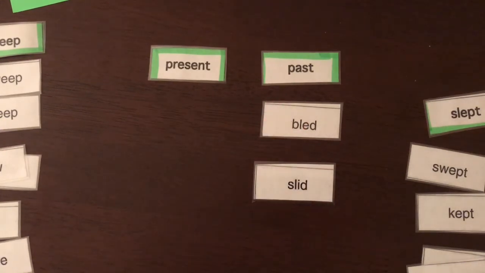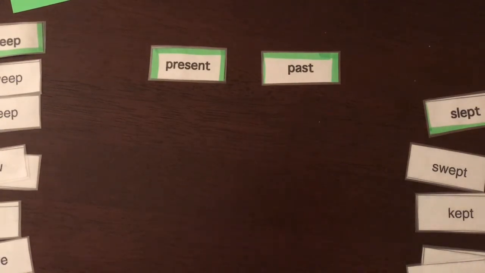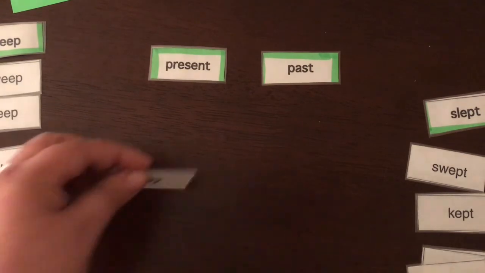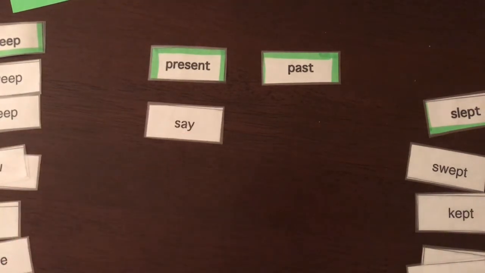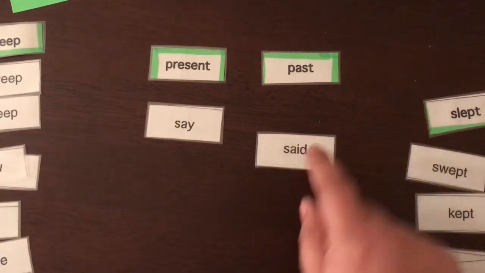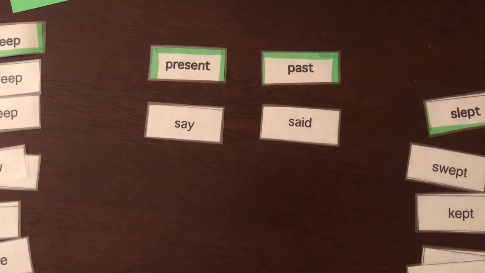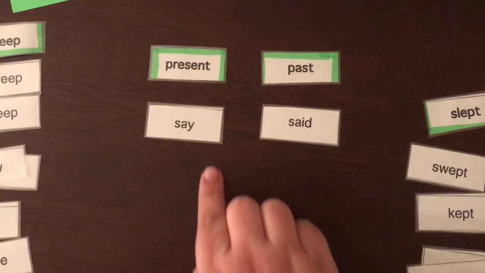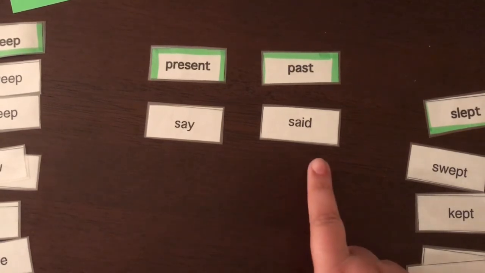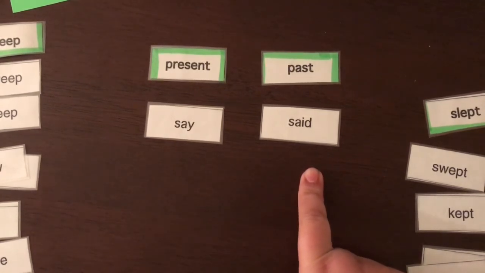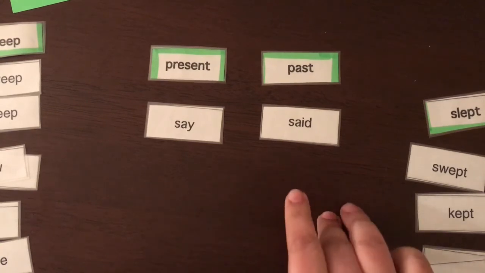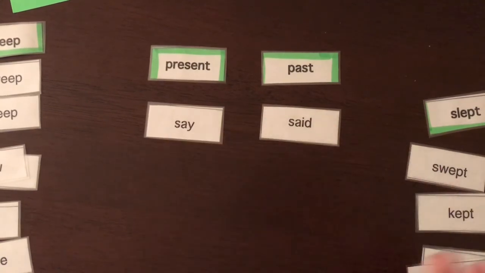And then last but not least, we have the words that end in AY, such as say. It actually changes to AID. Other examples of this same pattern include pay, which changes to paid, and lay, which changes to laid. But these are the only words for this word sort.